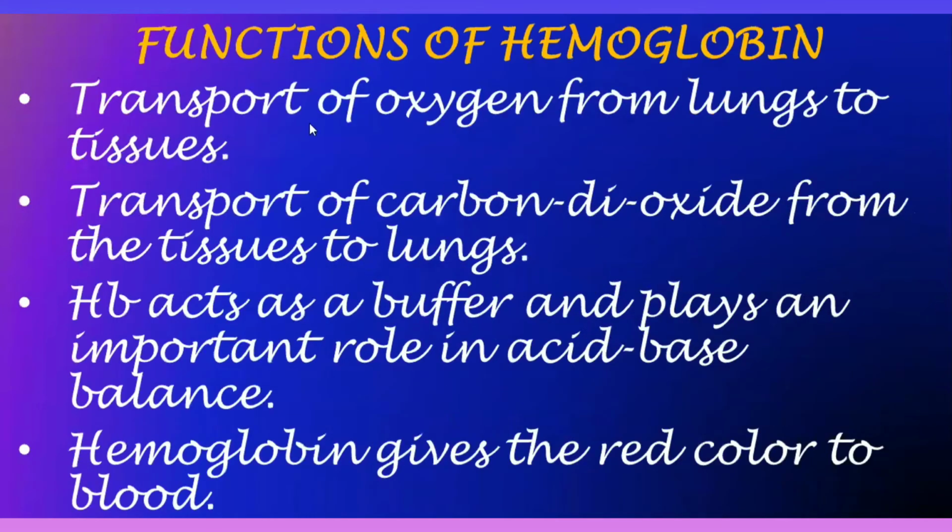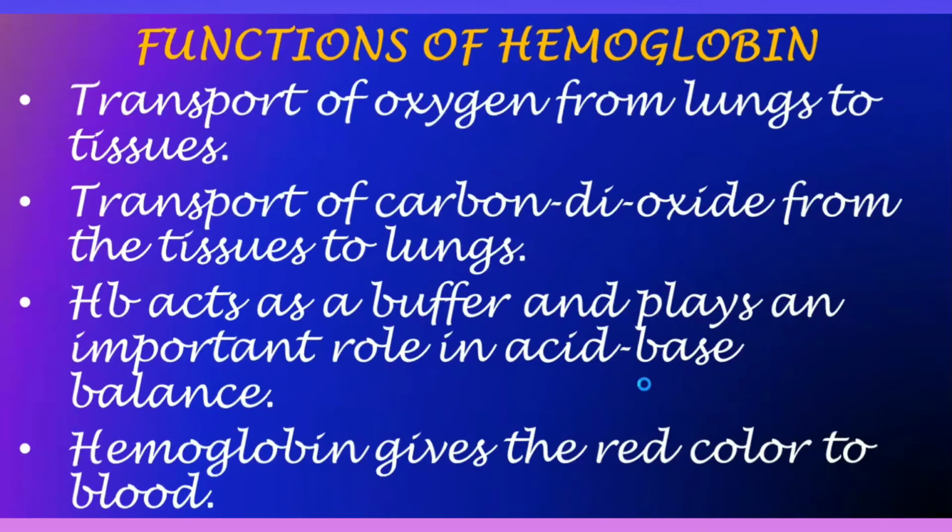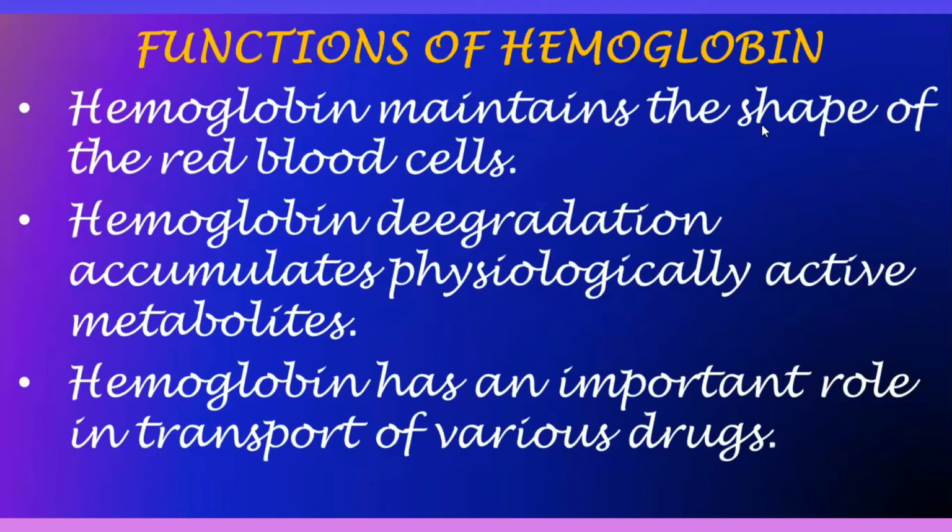Coming to the functions of hemoglobin, it transports oxygen from lungs to tissues. It also transports carbon dioxide from tissues to lungs. Hemoglobin acts as a buffer and it plays an important role in acid-base balance. Hemoglobin gives red color to the blood. This is very important. And hemoglobin maintains the shape of red blood cells. Hemoglobin degradation accumulates physiologically active metabolites. Hemoglobin has an important role in transfer of various drugs.